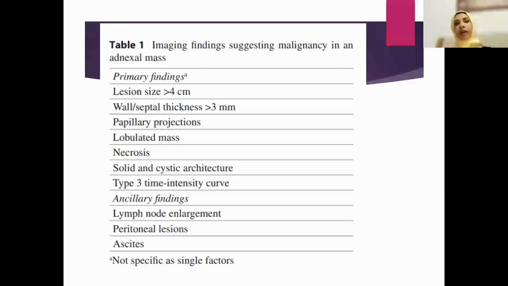Since we are acquiring dynamic post-contrast series, we acquire dynamic curves. You know, type 3 curve, which is of rapid uptake, rapid washout, is the suspicious curve for malignancy.